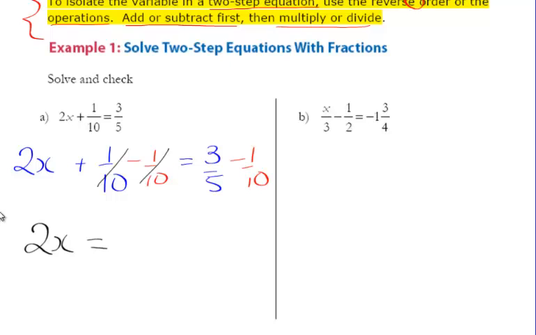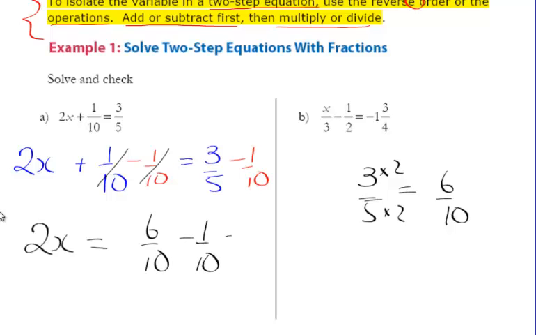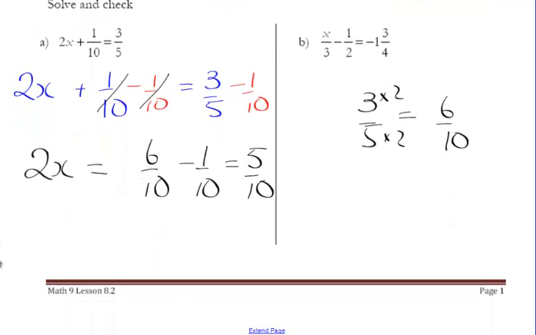Now think about this. 3/5 we can change into tenths. 5 and 10 are the denominators. The lowest common denominator will be 10 simply by multiplying by 2. So 6 over 10. So we've got 6 over 10 minus 1 over 10, and that's equal to 5 over 10, isn't it? Now, hey, 5 over 10, that's easy. 2x, reducing the 5 over 10, is equal to 1/2.